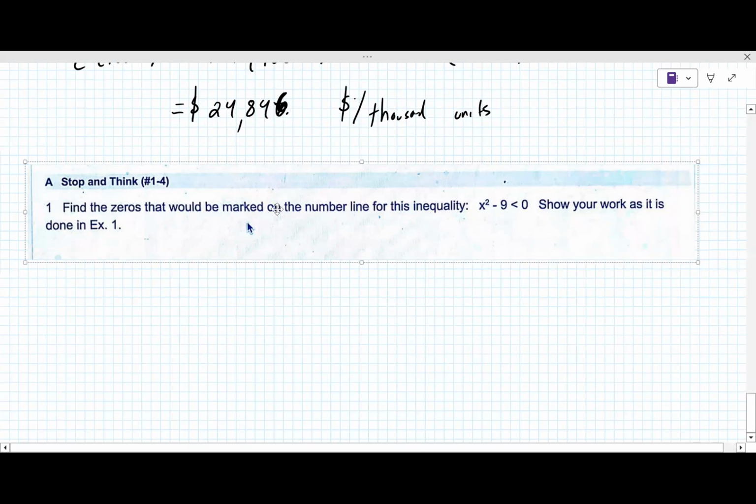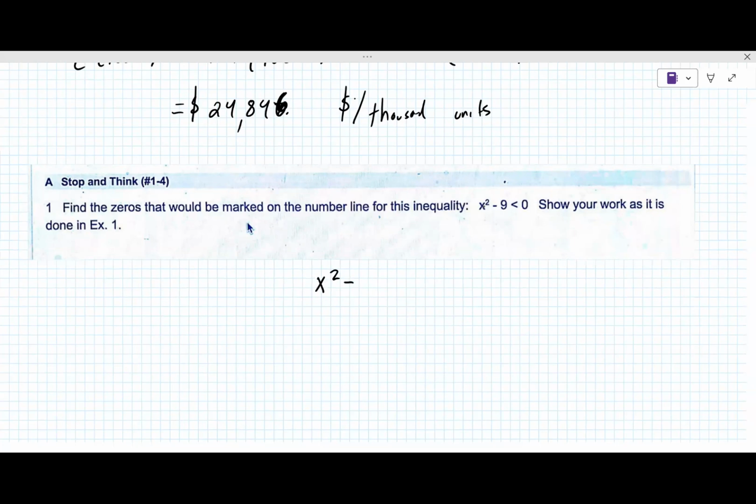All right. Find the zeros that would be marked on the number line for this inequality. So forget about the inequality for a moment. If I asked you to figure out where this equals 0, and this is a type of factoring you would have seen, what is the result? Well, it would be the 0 that's on the right, I think. So this is called difference of squares. Have you heard of that before? Yeah, I have, like last year. Yes, it's far away. So I'm going to help here. It's x minus 3, x plus 3 equals 0.